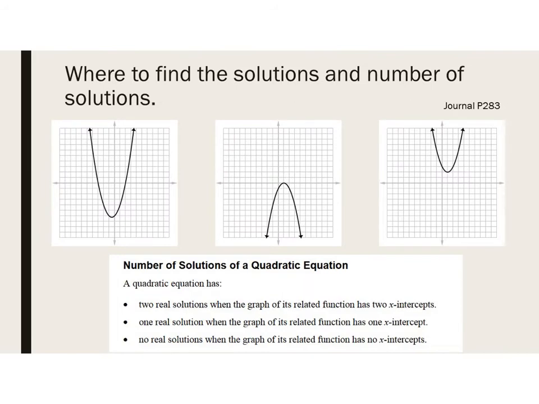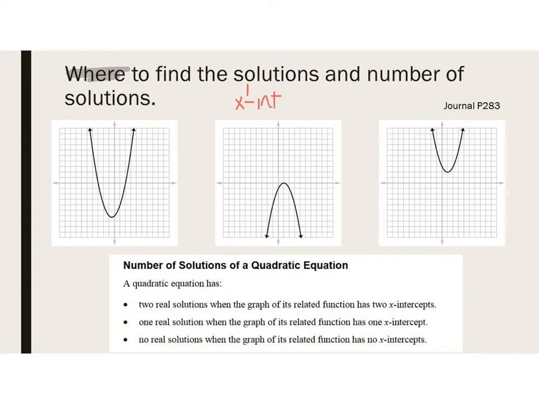So we're going to start out on page 283 of your journal. And our first discussion is going to be on where is a solution and how many solutions might there be. So when you graph a quadratic, you get what's called a parabola. So here I have 3 examples of parabolas. So where are the solutions? The solutions are your x-intercepts. That is where the solutions are.